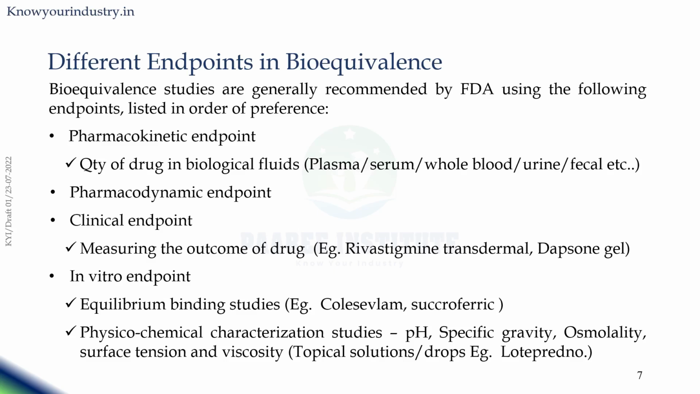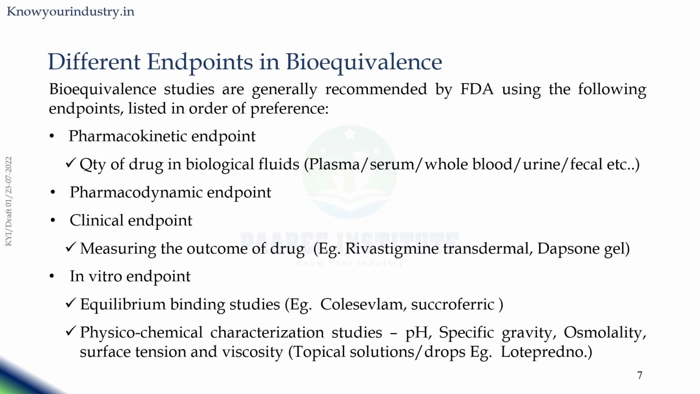Then it comes to the pharmacodynamic endpoint. For example, the blood glucose level. You administer a drug and you are going to measure the blood glucose level, which is the pharmacological action of the drug. So once you measure the blood glucose level, the measurement will be subjected to the data analysis or statistical analysis, thereby you are concluding the bioequivalence. Then the clinical endpoint. What is clinical endpoint? It is the measurement of outcome of the drug.